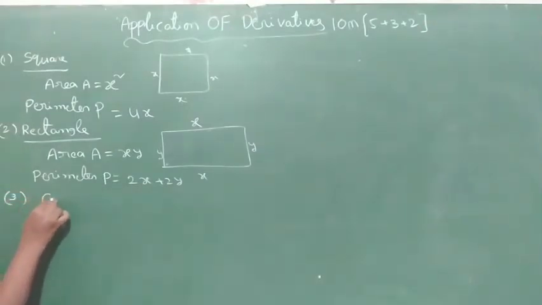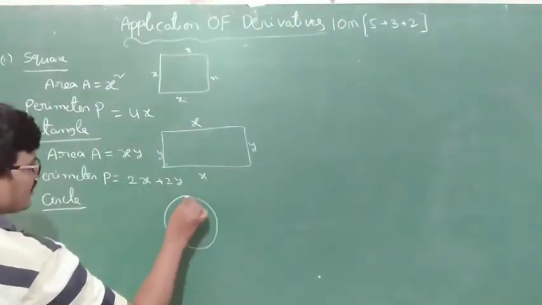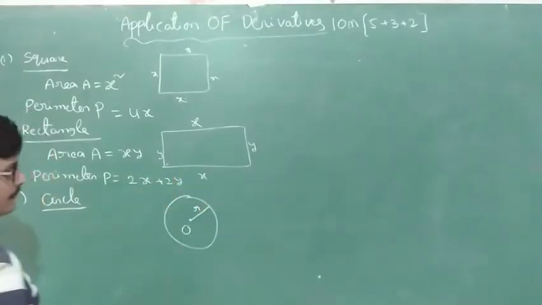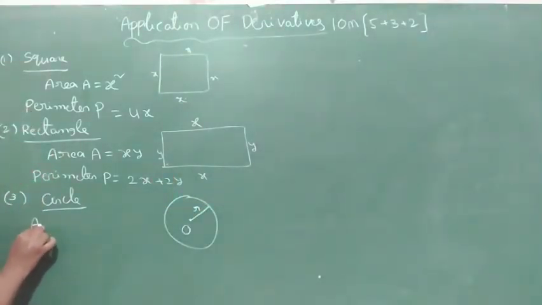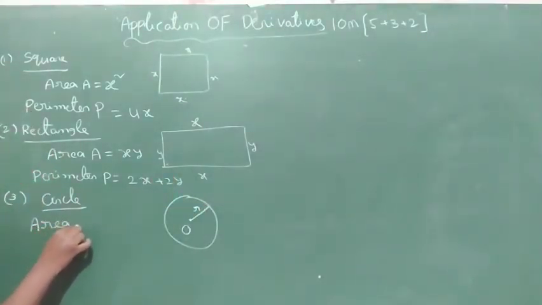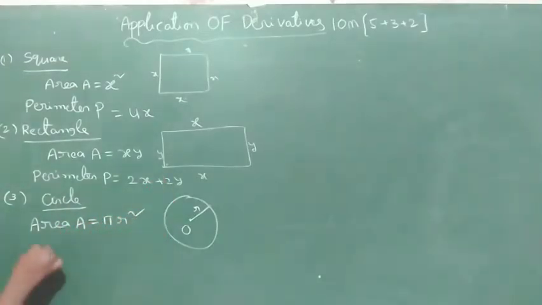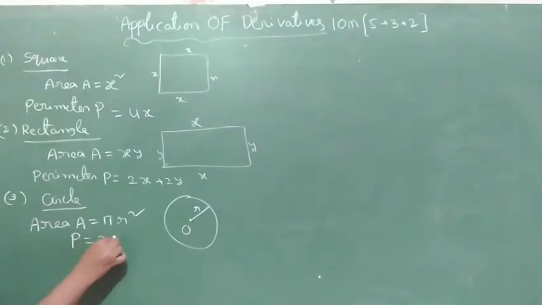Third one, circle. This is the circle, center, radius. Circle area A is equal to pi r square. Perimeter P is equal to 2 pi r.